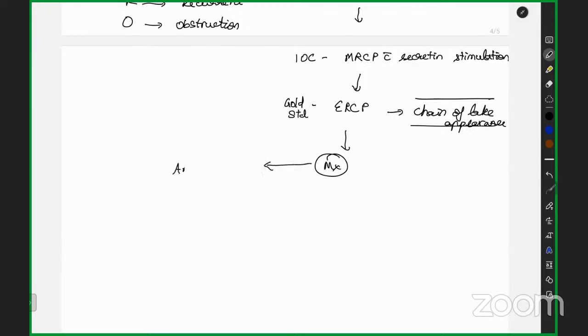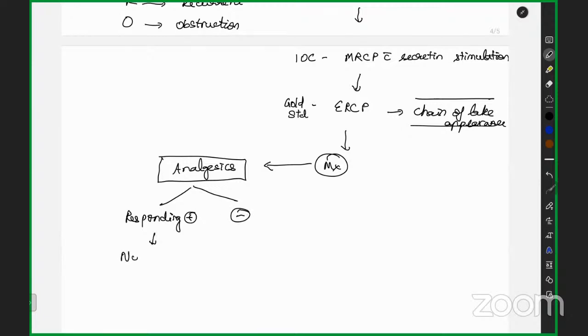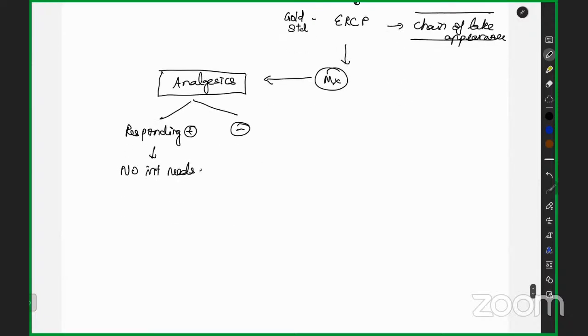You will start with analgesics. I'm going to give analgesics until the patient is responding. Now I'm going to see whether the patient is responding or not. If my patient is responding, no intervention is needed, and I'm just going to continue.